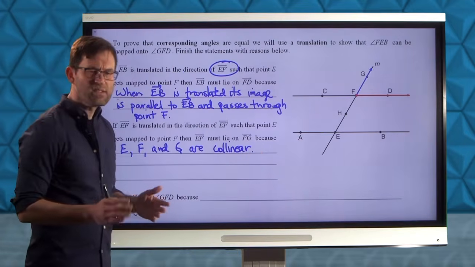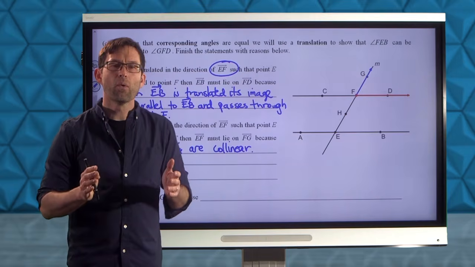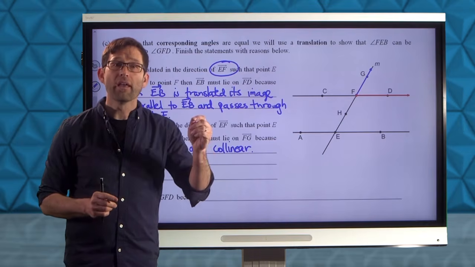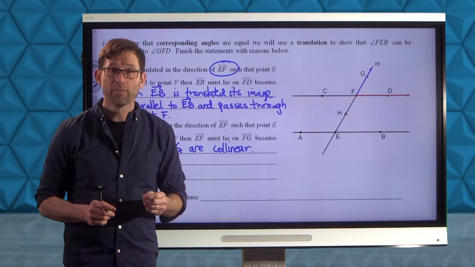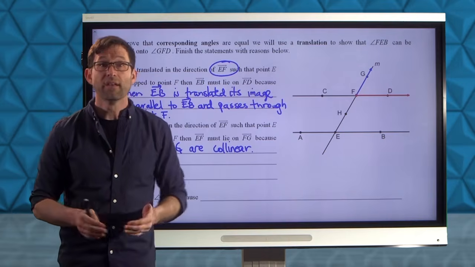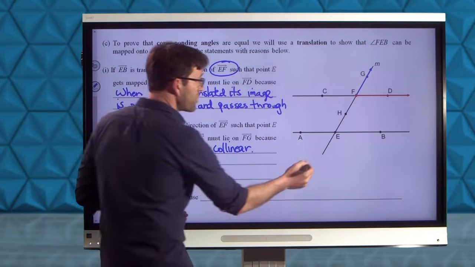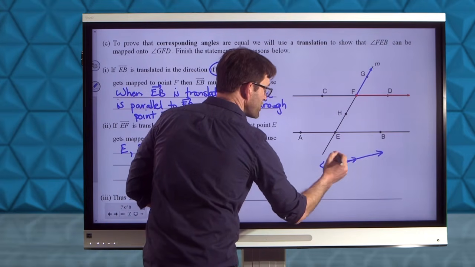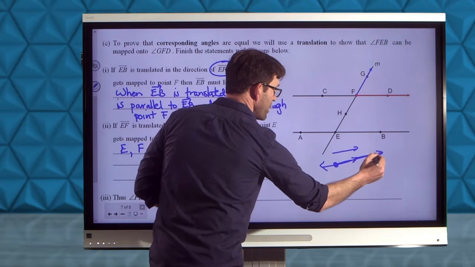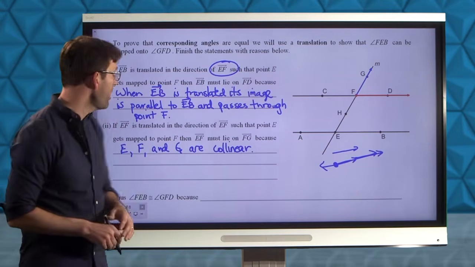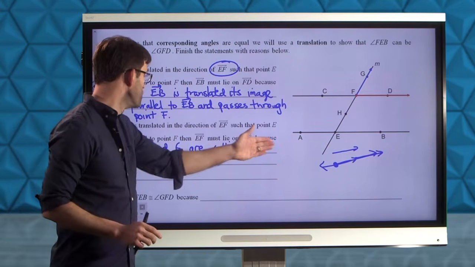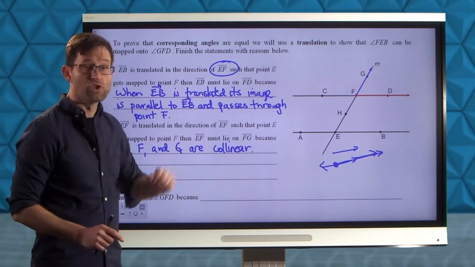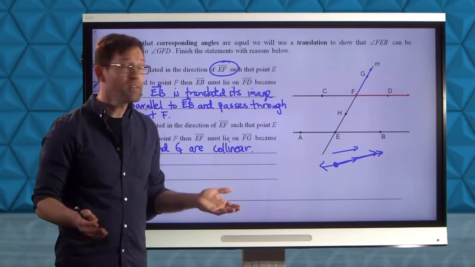right? And that's a little bit weird, but we can translate a line, or a ray in this case, in the same direction as the ray itself. And what will happen is it will simply stay on the ray. If I have some random line, and I take a portion of that line and translate it in this direction, it will simply stay on the line. So why does EF lie on FG? Well, because E, F, and G are collinear.